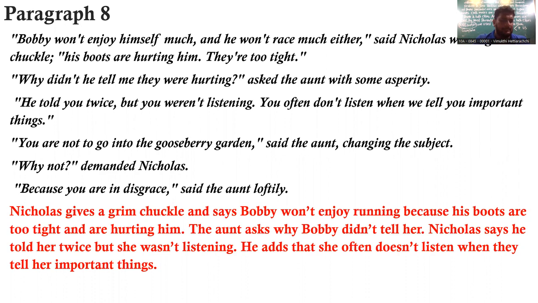"Why didn't he tell me they were hurting?" asked the aunt with some asperity. So the aunt actually asked the question: why didn't he tell me they were hurting? Asked the aunt with some asperity.